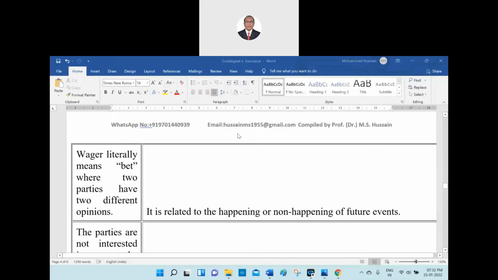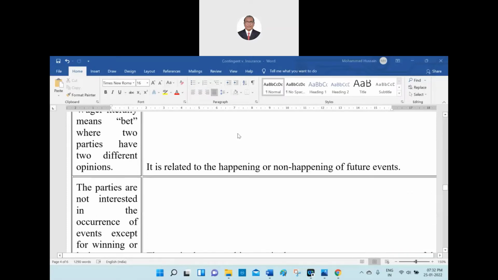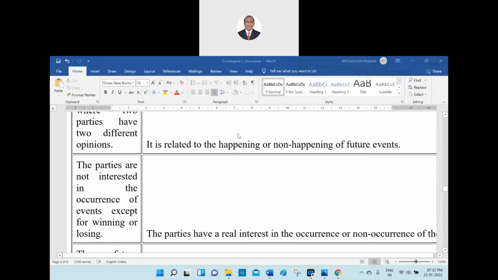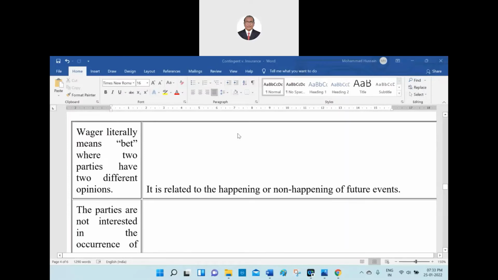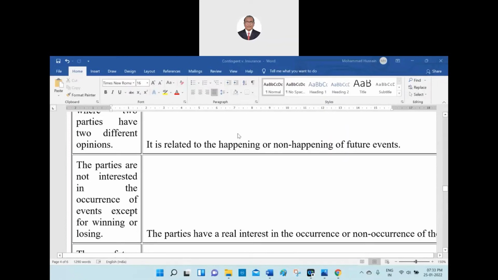Yes, sir. So in a contingent contract, it is related to the happening or not happening of a future event. But a bet has only one side, and it is not enforceable. The parties are not interested in the occurrence of the event, they are merely interested in the money, in winning or losing. Are you following me? Yes, sir. In a contingent contract, the parties have a real interest in the occurrence or non-occurrence of the event, which is more important than who is the winner or loser.